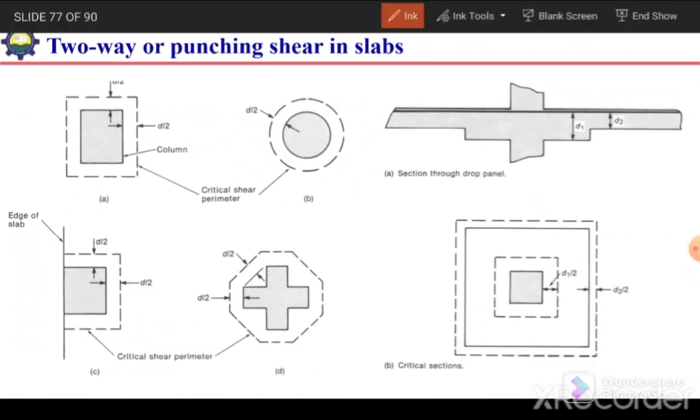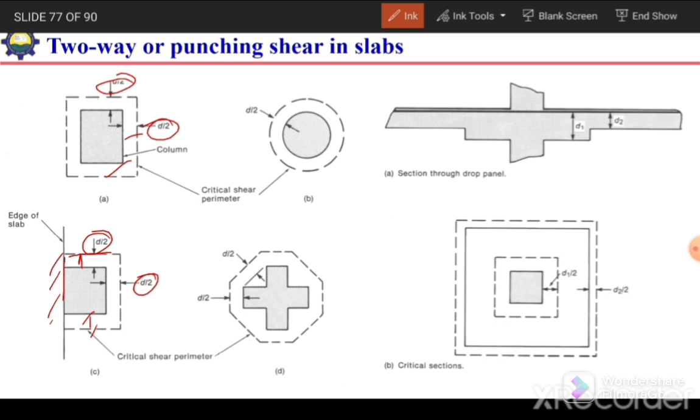Okay, here different scenarios are shown for the critical section. In case of rectangular interior column, the critical section will be at a distance d by 2 from the face of the column on all sides. But in case of edge column, the critical section will be at a distance d by 2 on this side and on this side, as well as on this side. But on the edge side, there will be no critical section.